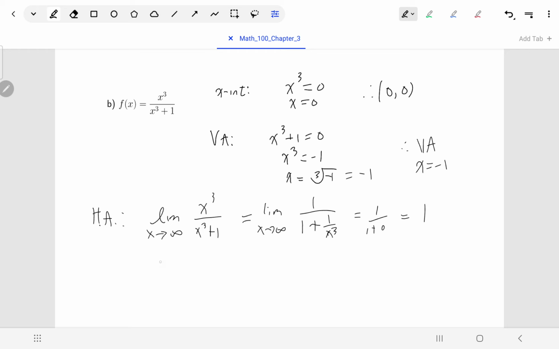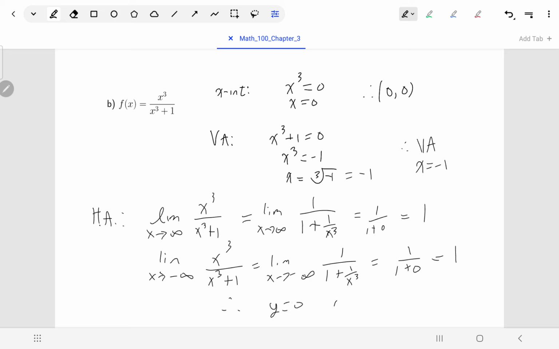Similarly, on the left side of things, if you're looking at x going to negative infinity, it's also going to go to positive 1 for exactly the same reason. After we rewrite this, it's the limit as x goes to negative infinity of 1 over 1 plus 1 over x cubed, which again goes to 1 over 1 plus 0, or 1. So in other words, horizontal asymptote y equals 1 on both sides.